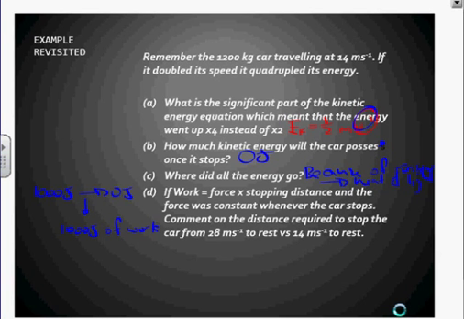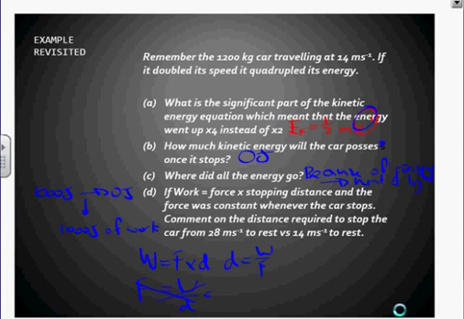So comment on the distance required to stop the car from 28 meters per second to rest versus 14 meters per second to rest. It's a good idea to actually work it out. Work equals force times distance. What we're trying to calculate here is distance, so there's work divided by force.